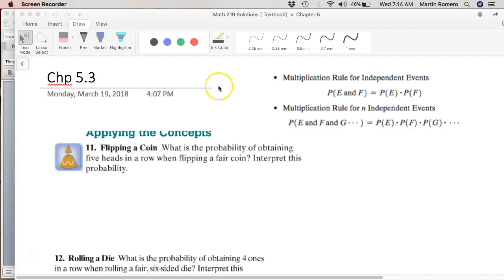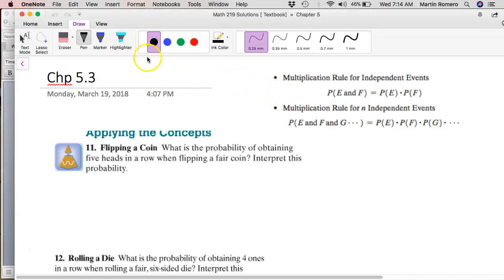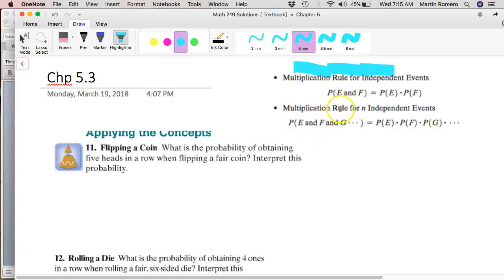These will be the homework solutions for Chapter 5.3, textbook homework problems. We're going to start with number 11, and keep in mind for Chapter 5.3, we go to new types of probability problems. These problems involve what's called the multiplication rule. Multiplication rule for independent events, and then we have the multiplication rule for more than two independent events.